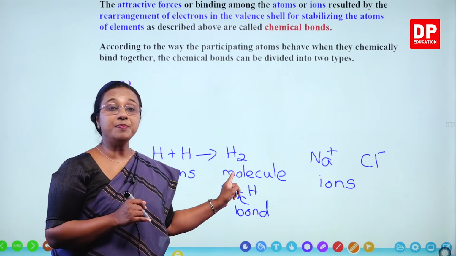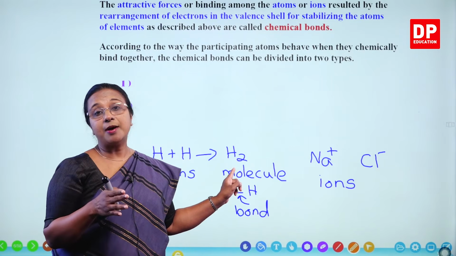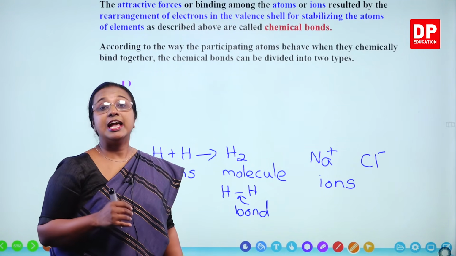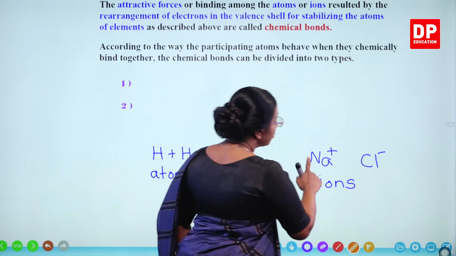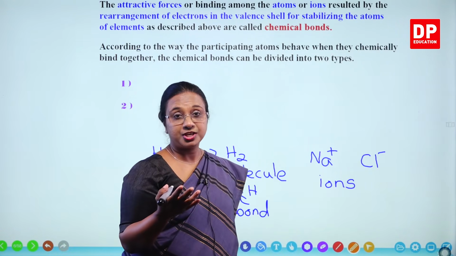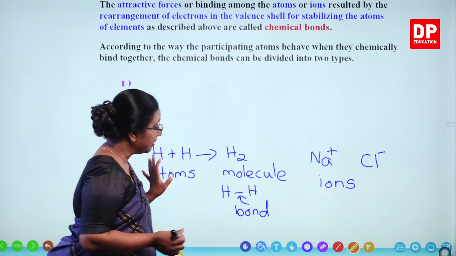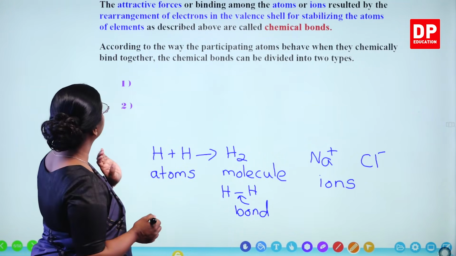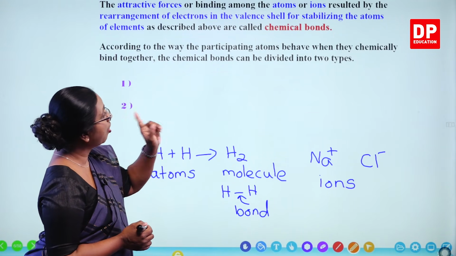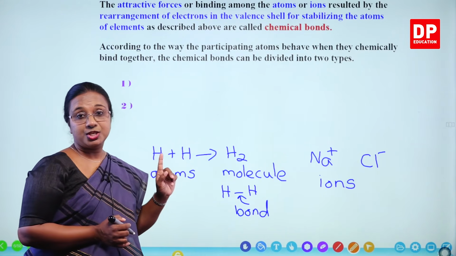When atoms of elements have a charge, they are known as ions, because when they are in the atomic form, they are electrically neutral. Why? They have an equal number of protons and electrons. Protons are positively charged, electrons are negatively charged. So between ions, there can be an interaction, and that is also a bond. So it can be between atoms or ions.